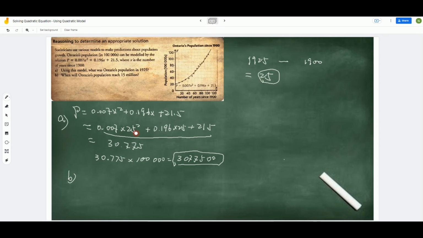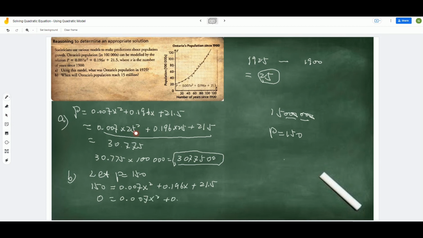Now B: when will Ontario's population reach 50 million? The unit for P is 100,000, so 50 million is 500. So let P equal 500. So 500 should equal 0.007 x squared plus 0.196x plus 21.5. Subtract 500 from both sides: 0 equals 0.007 x squared plus 0.196x plus 21.5 minus 500.